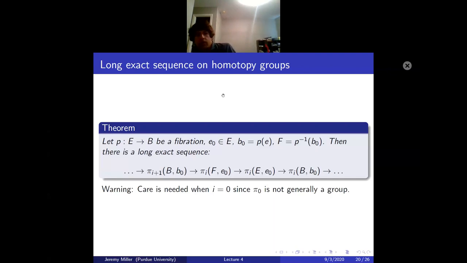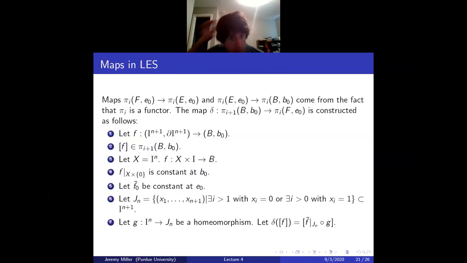Okay. So I'm not going to prove this theorem, but the hardest part is figuring out what this map is. So I'm going to try to tell you what this map is, what the connecting homomorphism is.